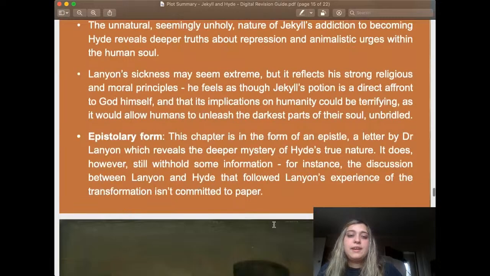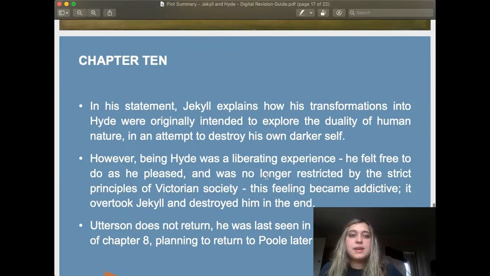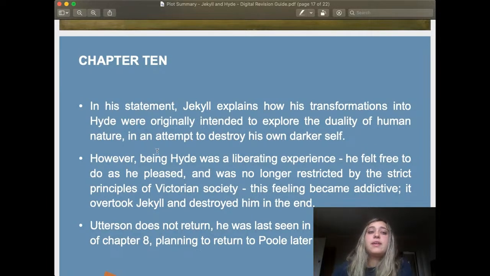So finally, and I think this is the most interesting chapter, is chapter 10. So I really recommend that you read chapter 10 in detail. Chapter 10 is the full statement of the case. So it's kind of like the psychology behind what was going on. It's Jekyll's own thoughts, feelings, experiences, and that kind of thing.